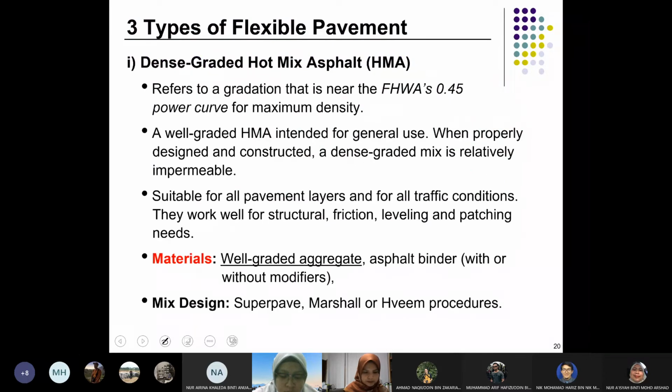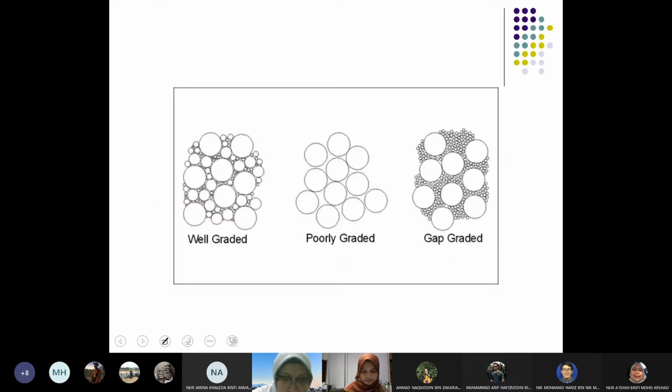Right, okay, jenis flexible pavement yang ada, kita ada dense graded mixed asphalt. Right, dia ada 3 jenis asphalt saya di sini ya. Dan dia berbeza antara satu sama lain dari segi apa? Dari segi susunan batu dia ni. Tengok. Kalau well graded, well, poor. Okay. Gap, kita take the depan term lah di situ.